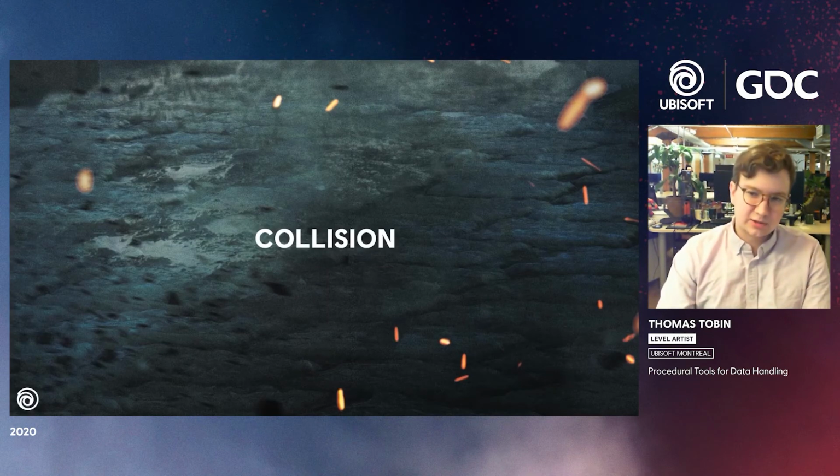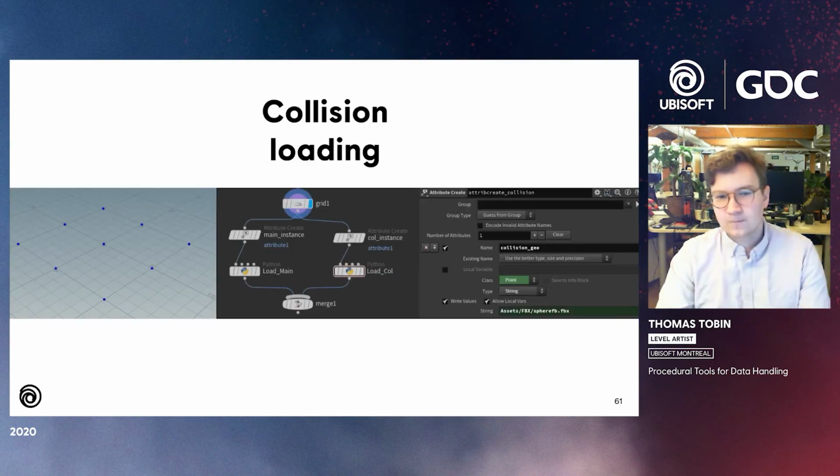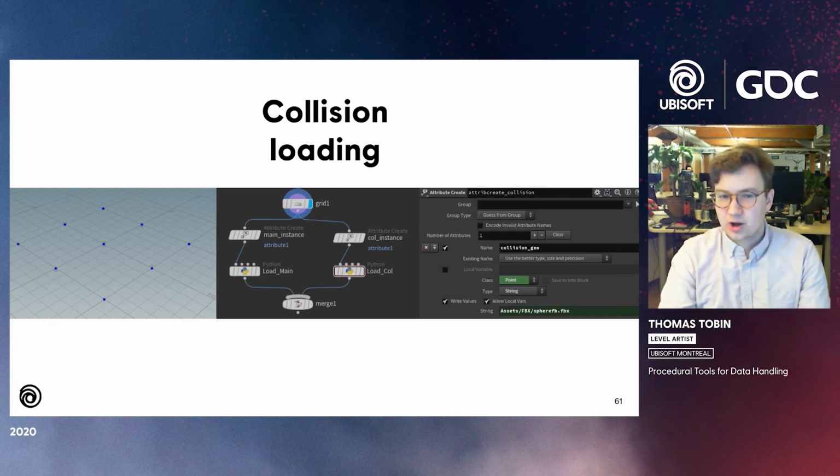The next step was collision. We needed to know that this object has collision, first of all, and then where's the collision located? Our collision FBXs were not inside or matching the same of their source FBX. So what I mean by this is, if you have one cube, for example, the cube at each point does not know if it has a collision object associated.